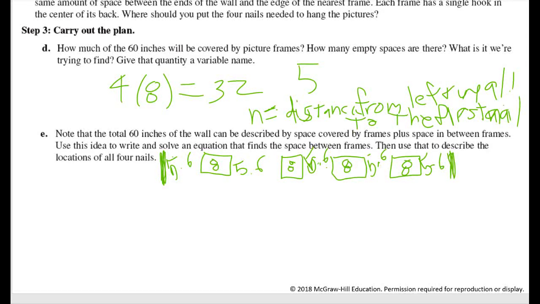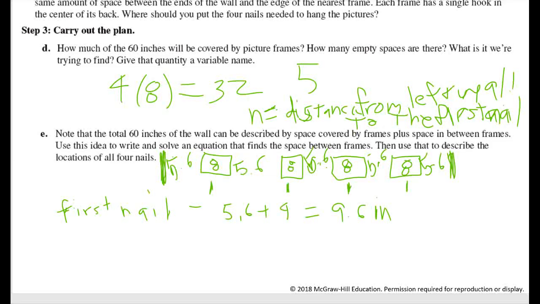Now for the distance to the first nail. Nails are going to be at the center of the picture frames. So picture frame is 8 inches wide. My first nail is going to be right here. My second nail is going to be right here. Third nail and fourth nail. So the first nail is going to be at 5.6 plus 4 inches equals 9.6 inches.